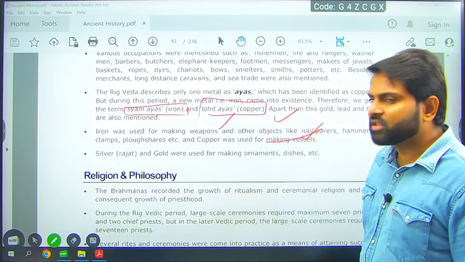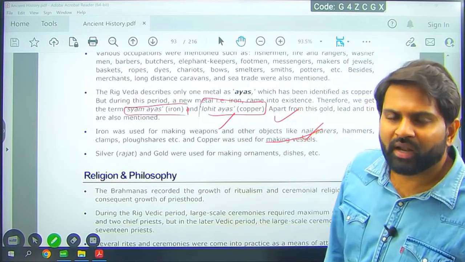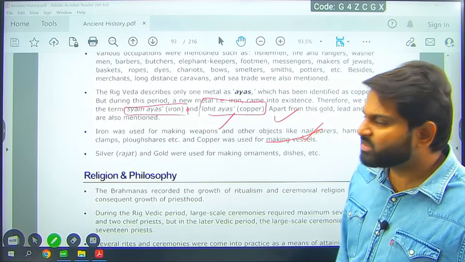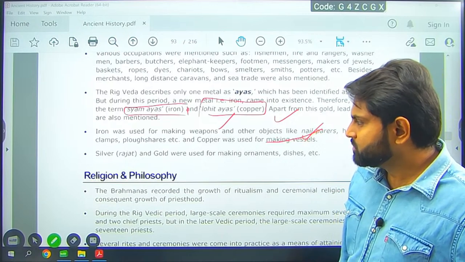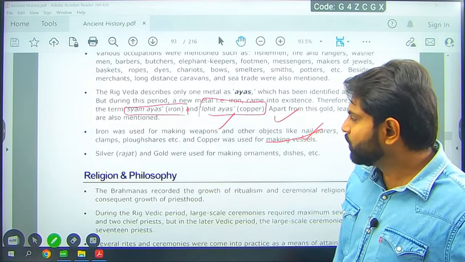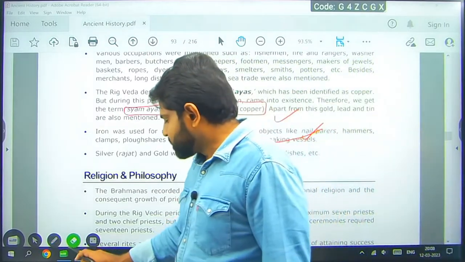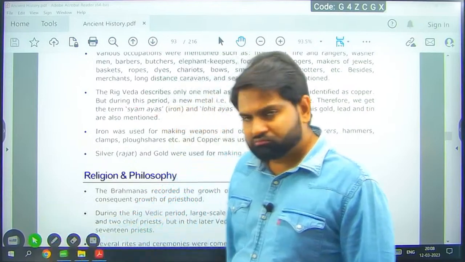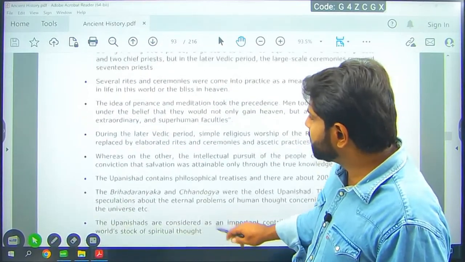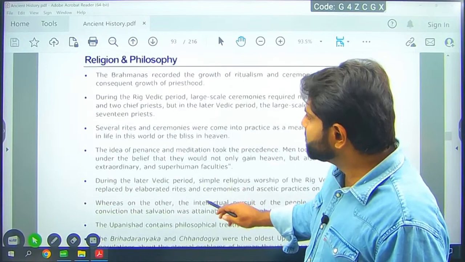Because of the strength of the iron, these people attained strength. That is called advancement in technology. Silver, rajat, and gold were used for making ornaments, dishes, etc. So that is about metallurgy, industry, trade, economy. Religion, philosophy again.